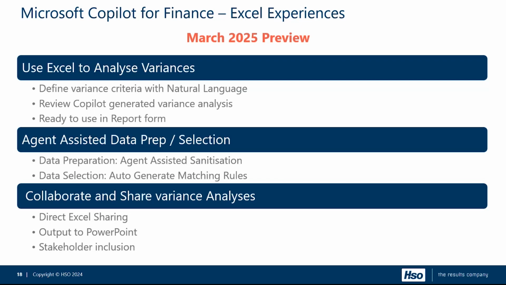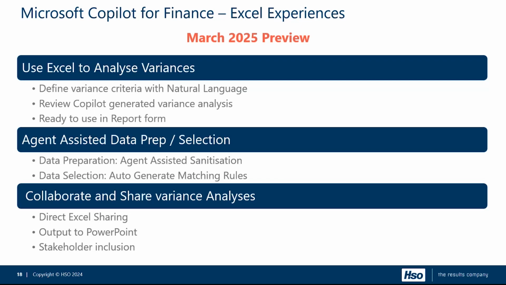So look at the variances, and you can define the variance criteria with natural language. So rather than have to write queries and macros and things, you just tell Excel and tell Copilot in Excel what you want to analyze. I want this to match to this. I want to look for variances which are not within 5% or more than $100 or £100. You can say, describe like that, and the tool will translate it into the language that Excel needs. Copilot will generate the variance analysis for you, and then it's ready to use in a report form. So rather than do all of this crunching and then think, right, I now need to present this to stakeholders, it's already ready for stakeholders.